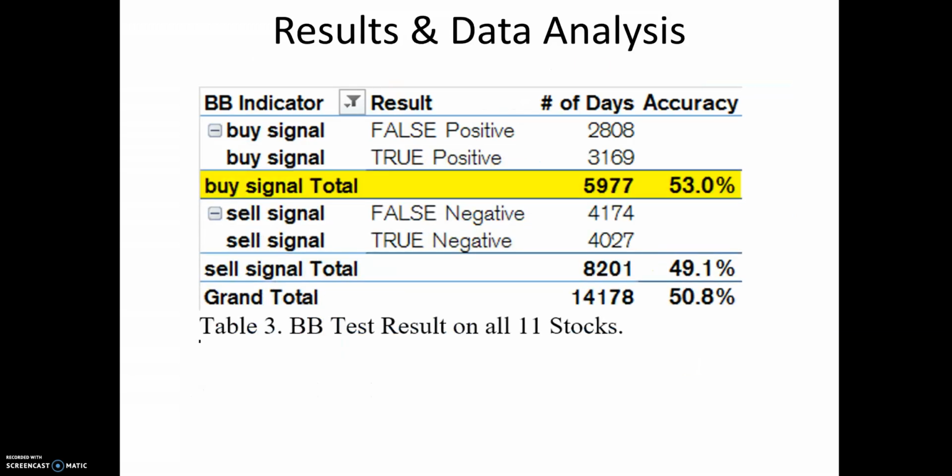And then the last one I did was Bollinger Bands. Bollinger Bands has a little more positive results. I got 14,000 data points, and I was able to achieve a 50.8% accuracy rate. And one interesting fact is that the buy signal is doing better than the sell signal. This could be a future research goal for my next master's thesis, final thesis. I think this is kind of interesting if I can dig more into it.